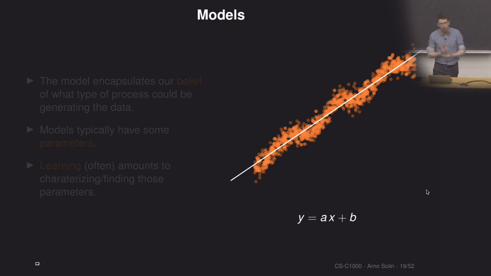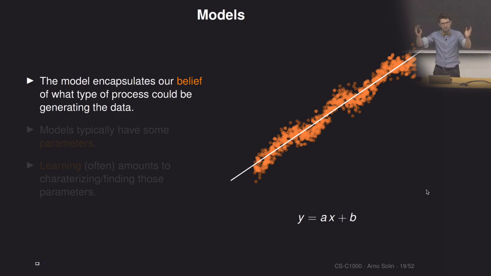Okay, models. And as I said, data, that's kind of what you observe. The model is where you, as the person building the AI or building the machine learning method, put in your expertise, your beliefs of what type of process or phenomenon is behind the data. What could be explaining the data or generating it, so to say.